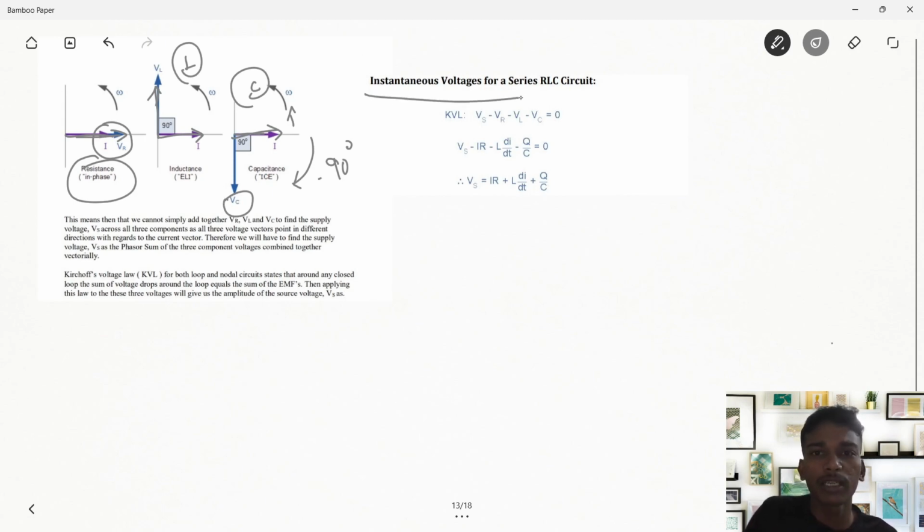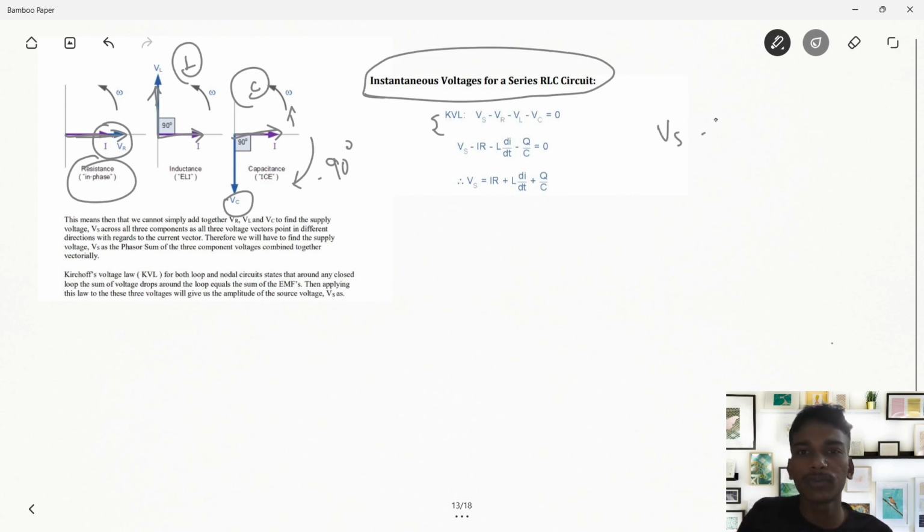And these are the instantaneous voltages of a series RLC circuit. How we are going to find it is the same thing, by applying KVL. Vs minus VR minus VL minus VC equal to 0. KVL can be applied for any type of circuit, whether it might be an AC circuit or a DC circuit. That's it. Simply apply KVL.